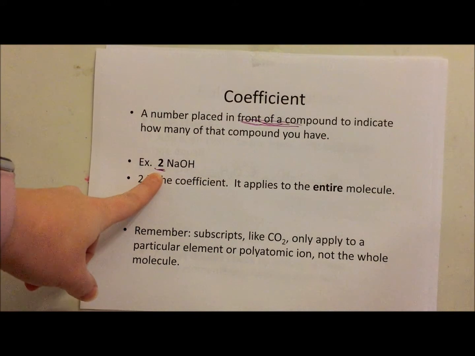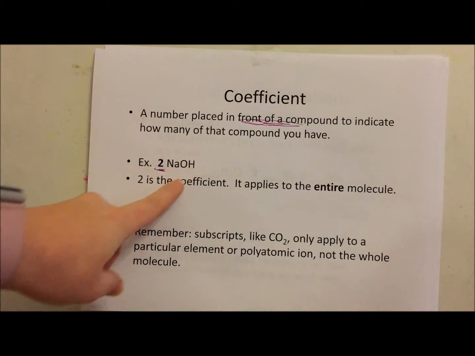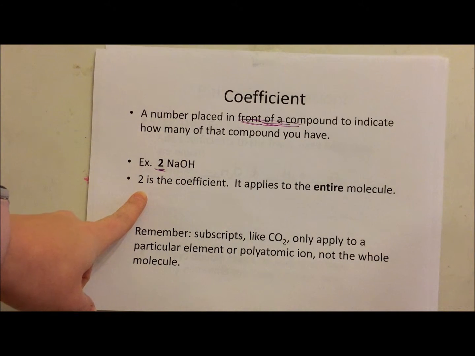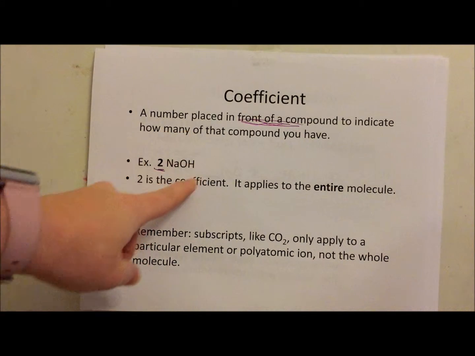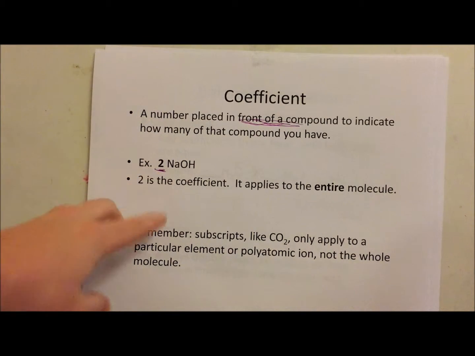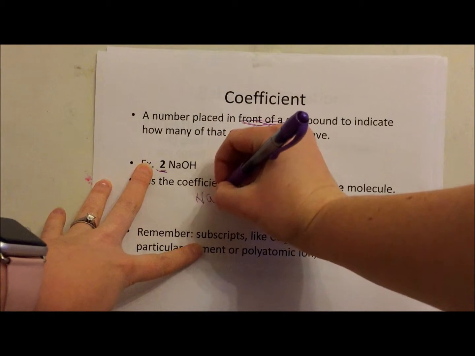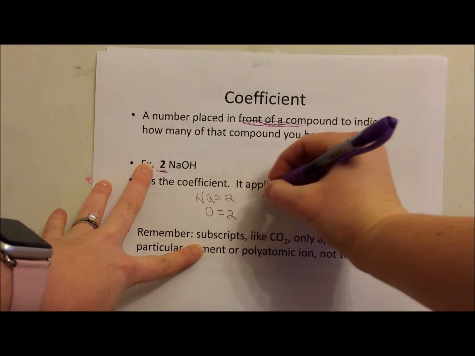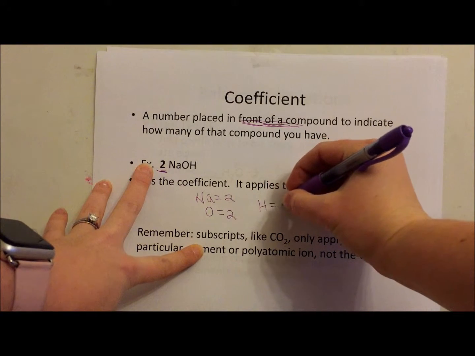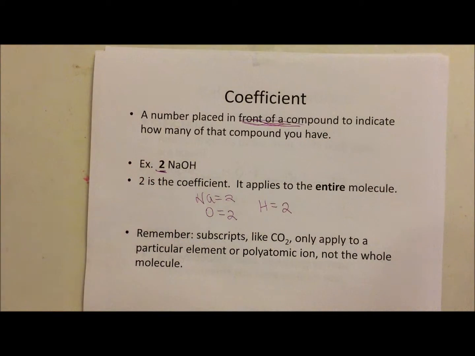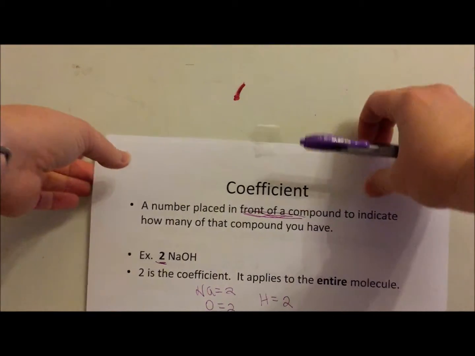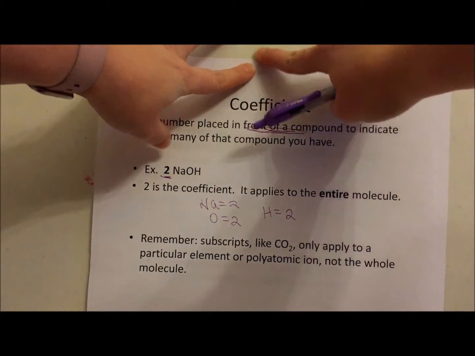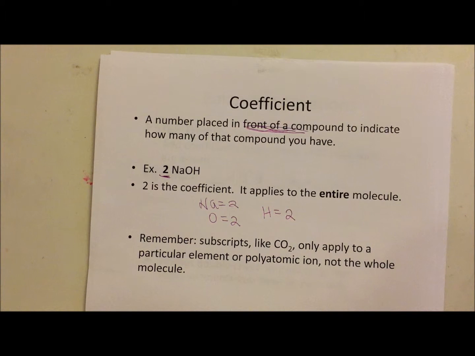Now this too is a coefficient for NaOH. What that coefficient represents is that it applies to the entire molecule. So that means how many Na's would I have? Good, 2. How many O's would I have? 2 also. And how many H's would I have? Great, 2 also. So that coefficient is going to represent for the entire molecule. Don't forget, it can only go in the front of your molecule.